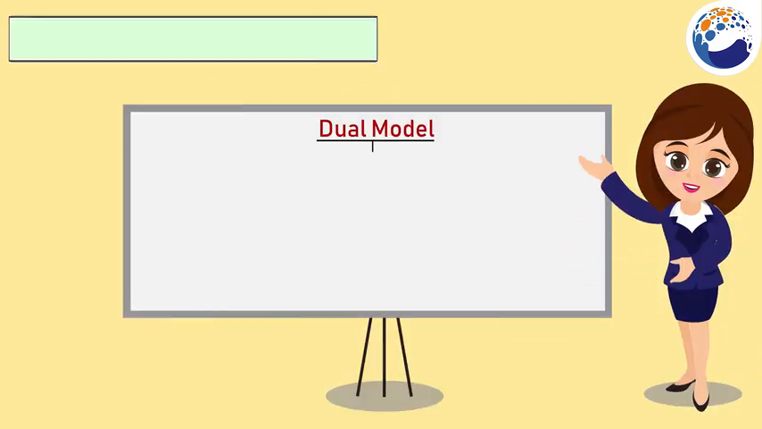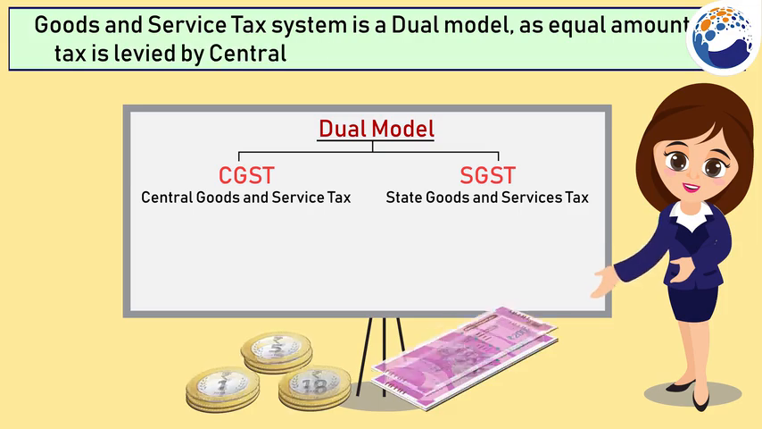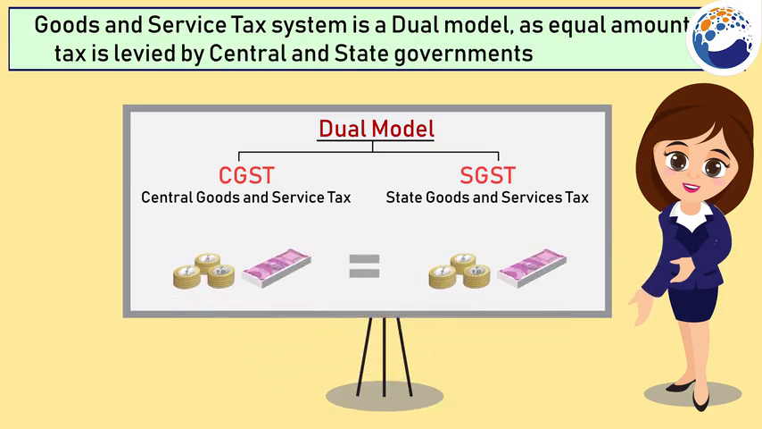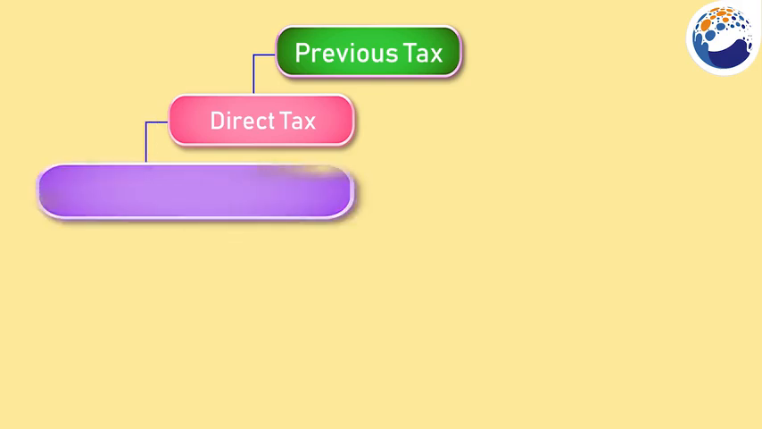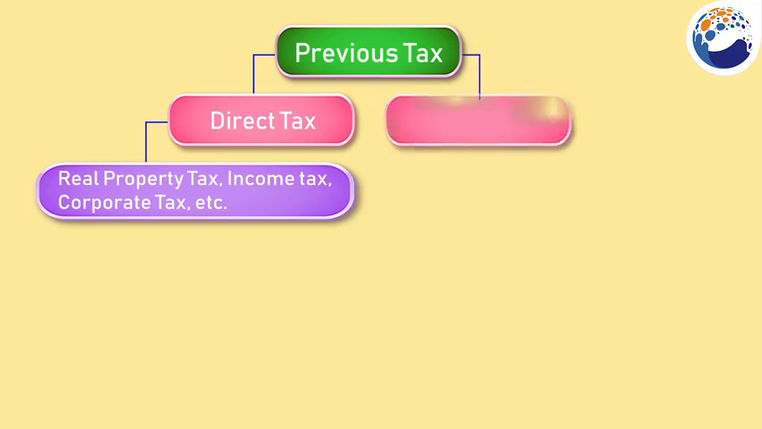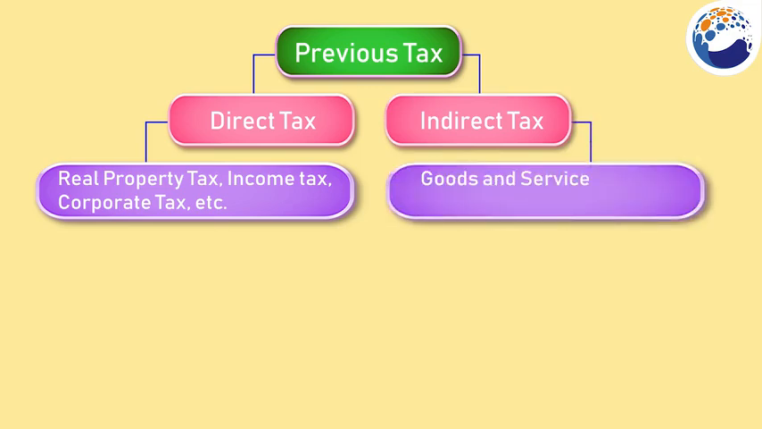Goods and service tax system is a dual model as equal amount of tax is levied by central and state governments. Previous tax system was divided into two broad categories. 1. Direct tax, imposed on a person and paid directly to the government like real property tax, income tax, corporate tax, etc. 2. Indirect tax, paid indirectly via third person, is imposed on goods and services like restaurants, transport, etc.